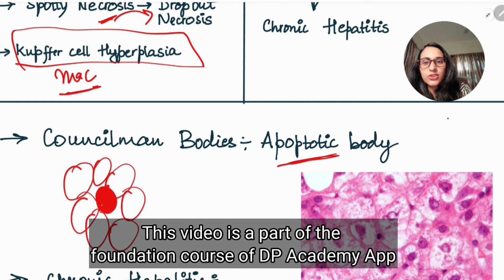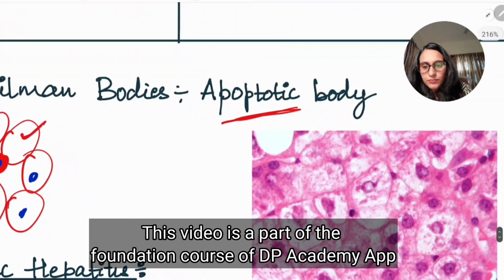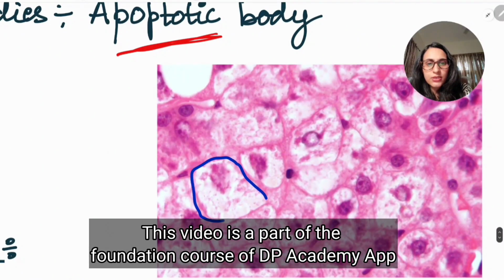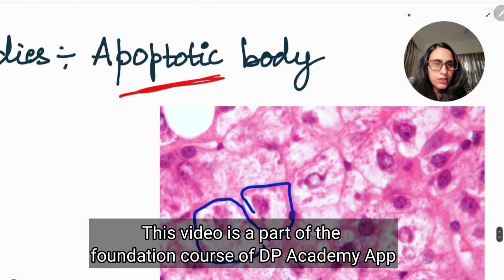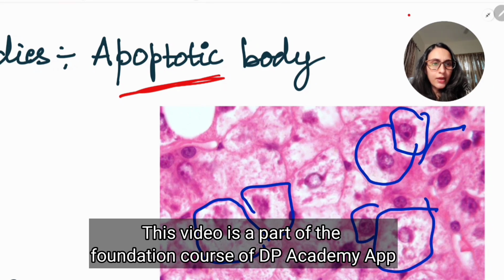So the councilman body has three features. One is cell shrinkage. This means if this is a big hepatocyte, you will find these councilman bodies are very small and very dark pink. So the cytoplasm is darkly pink, and the nucleus is also a very blue nucleus. This is known as councilman bodies. See, these are the hepatocytes, very big cells. You can see this hepatocyte, this hepatocyte. Now you can see these are the hepatocytes, very big cells, right? And between these hepatocytes, you can see this pink color.